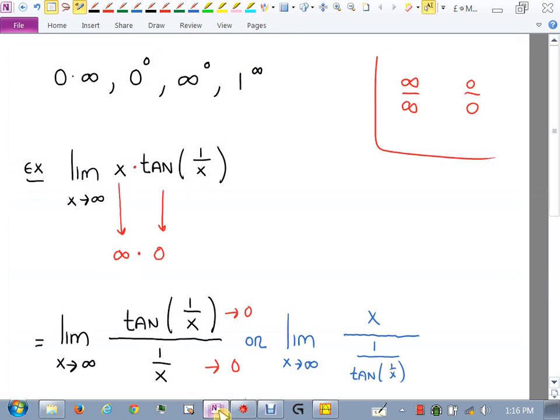Okay, let's take a look now at a different type of indeterminate form. I've now given you 2 examples of this one. I did one last class, and now I just did another one. Now we need to see what happens when you get 0 to the 0. All right, 0 to the 0.